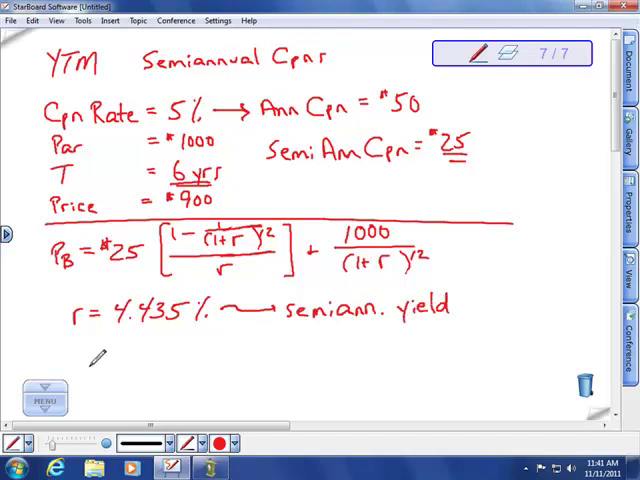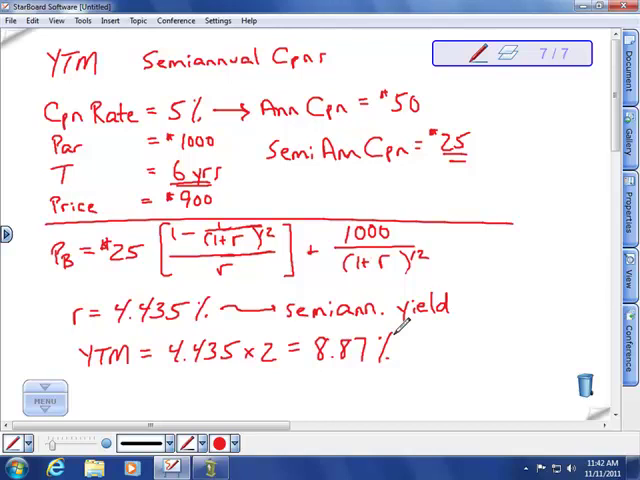The yield to maturity will be twice that, 4.435 times 2 to get us a nominal annual rate, and that's going to be 8.87%. And so the 8.87% is the yield to maturity. It's called the bond equivalent yield. It's simply a doubling of the semi-annual yield to get the annual yield.